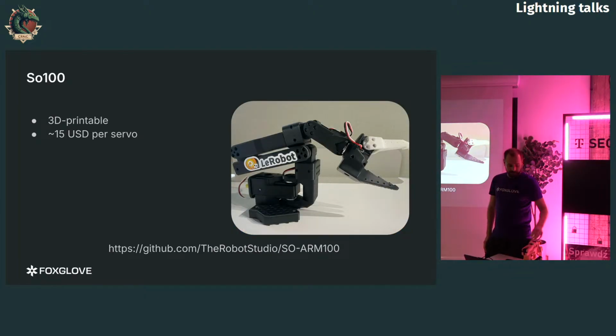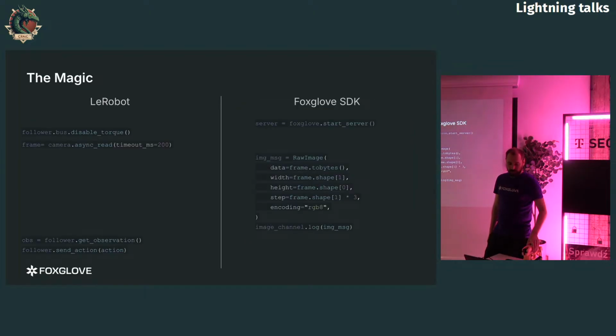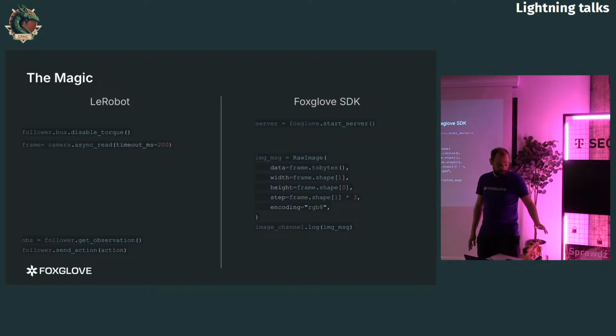Now, SO100 is the arm that you can see. It's 3D printable. It's about $15 US per servo, so quite okay for a robot arm. If you want to do this and do it properly, buy 2, because you should use one to teleoperate the other one. I didn't do that, so that's why you see only one arm here. When I was playing with this, I dug a little bit into the LeRobot API. Turns out you can use Python to connect to the arm, stream camera data, get observations, and so on.